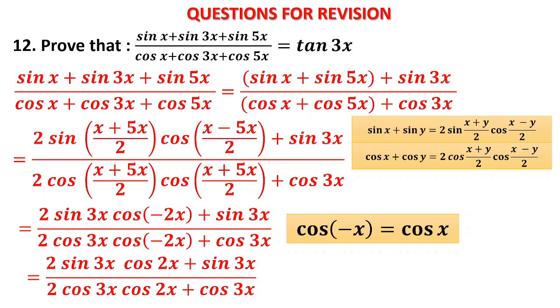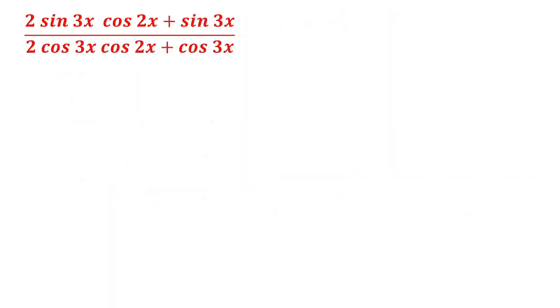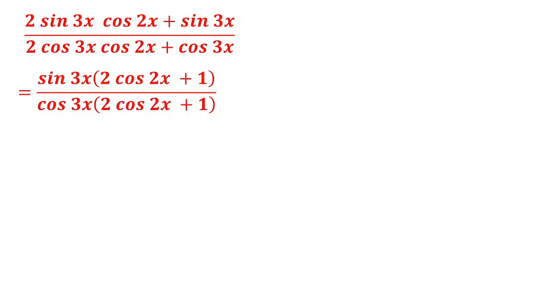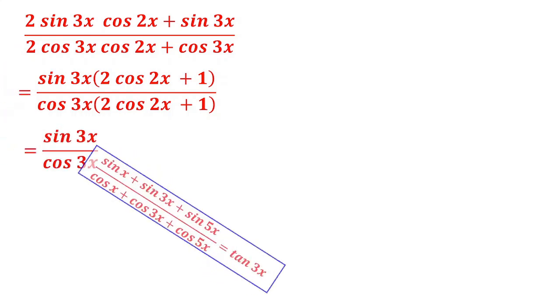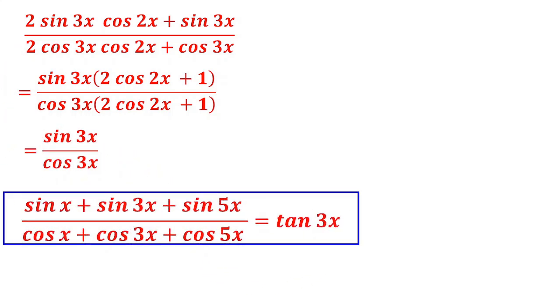So 2 sin 3x cos 2x plus sin 3x upon 2 cos 3x cos 2x plus cos 3x. Now what can be taken outside? In the numerator, sin 3x can be taken outside. In the denominator, cos 3x can be taken outside. 2 cos 2x plus 1 will get cancelled in numerator and denominator. We are getting sin 3x by cos 3x, which is nothing but tan 3x.